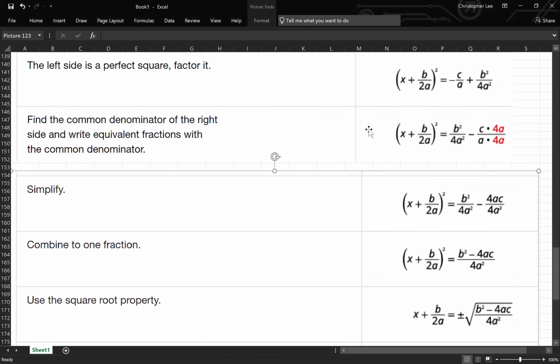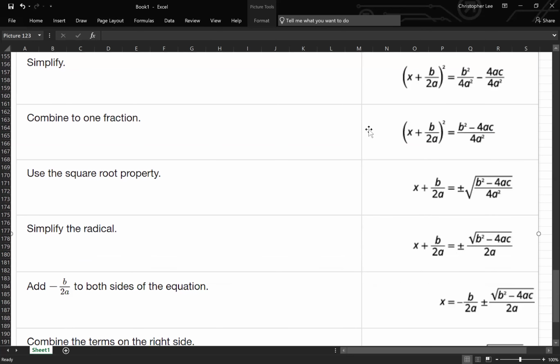So simplify it. We have x plus b over 2a squared is equal to b squared over 4a squared minus 4ac over 4a squared. And we combine it all into one fraction. So we're going to have x plus b over 2a squared is equal to b squared minus 4ac all over 4a squared. Then we want to use the square root property, square root both sides, and we're going to come out with x plus b over 2a is equal to plus or minus the square root of b squared minus 4ac divided by the square root of 4a squared.